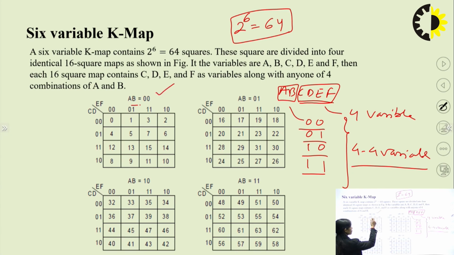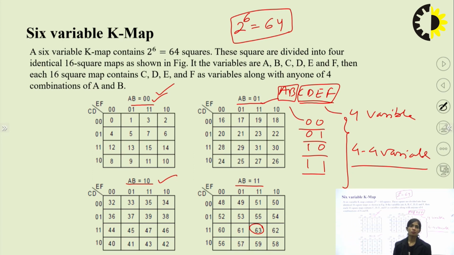One is corresponding to AB equals to 00, AB equals to 01, AB equals to 10 and AB equals to 11. And the numbering we can do accordingly. First we will start with 00, after that 01, after that 10 and at last we will obtain 11, up to 63.